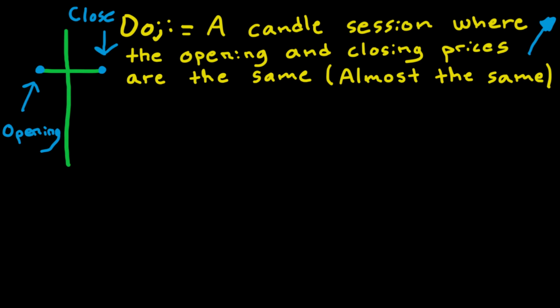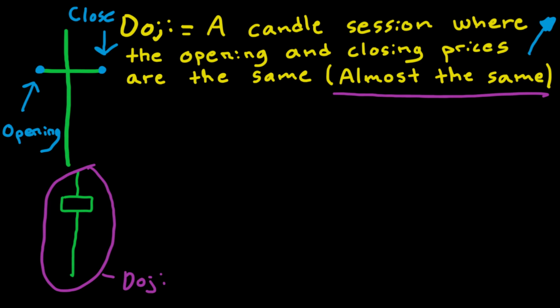But yeah, so what I said here is that a perfect doji is a candle session where the opening and closing prices are exactly the same. But they don't need to be exactly the same. We are fine with them being almost the same. So we could, for example, have a candle that has a small real body right here, but looks something like this. So this right here could also be a doji. Later in the video, we will take a look at what determines if a candlestick is a doji or not. But for now, just realize that it doesn't have to open and close at exactly the same prices.